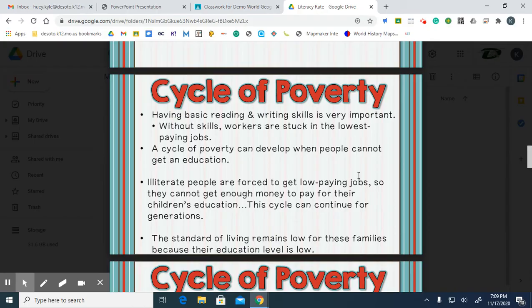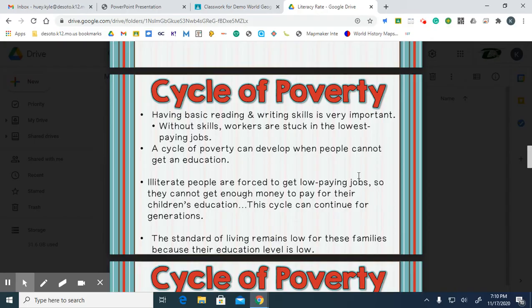Okay, you have the opportunity to put yourself in a position of a high standard of living. You can get a good job, you can get higher pay, and then in a sense, you can afford your wants and needs. Okay. When it comes to the cycle of poverty, if you do not get your education, all right, and you do not know how to read and write well, then you're going to be stuck in those lower paying jobs, which means your standard of living is going to be lower.